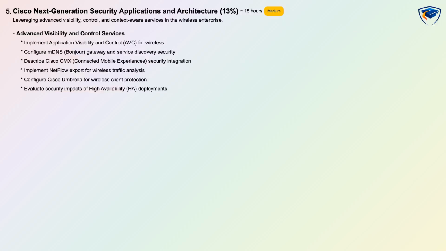Domain 5 is Cisco Next Generation Security Applications and Architecture and represents 13% of the exam with about 15 hours of study and conceptual plus scenario assessments. You will learn to implement application visibility and control for wireless, configure mDNS gateway and secure service discovery, and evaluate security integrations such as Cisco CMX.